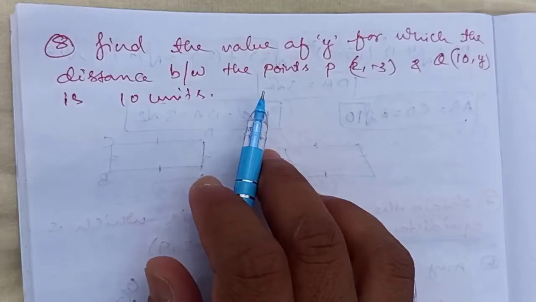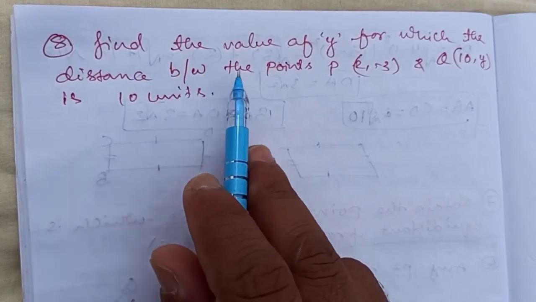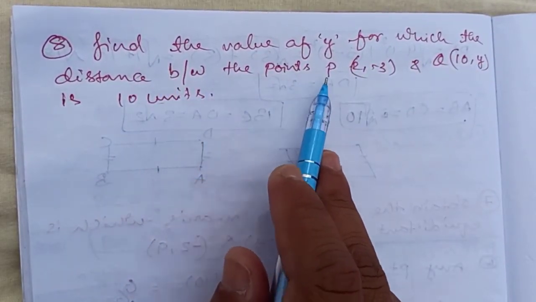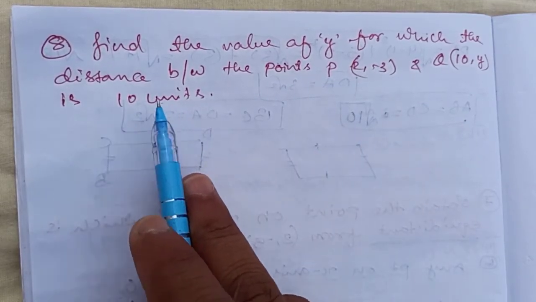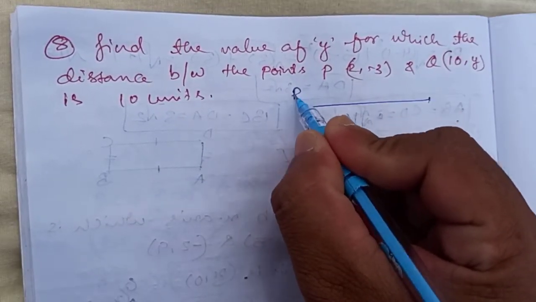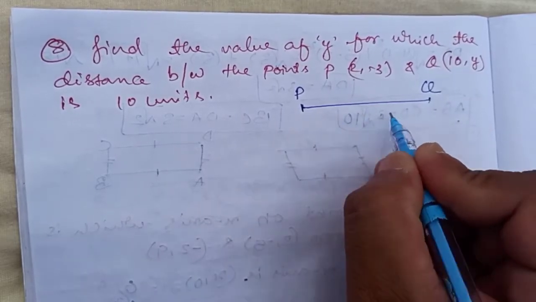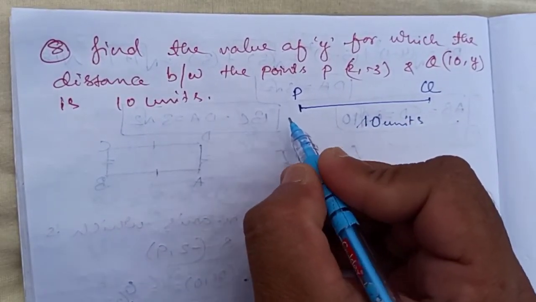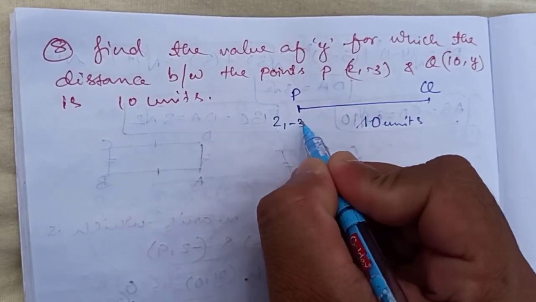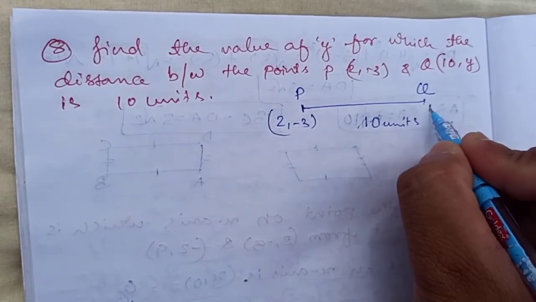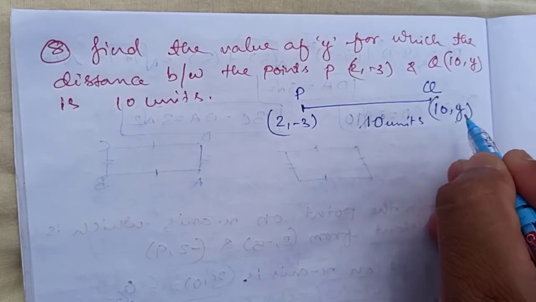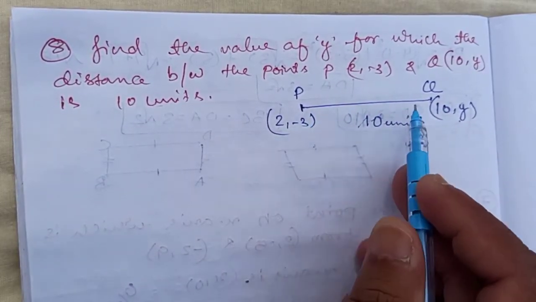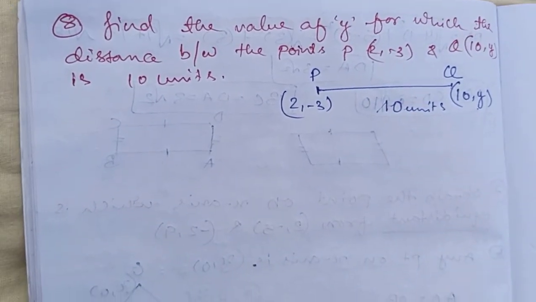Okay, next question. In question number 8 it is given, find the value of y for which the distance between the points P and Q is 10 units. That means the distance PQ is 10 units, and the coordinate of P is (2, minus 3) and the coordinate of Q is (10, y). So we have to use the distance formula to find the value of y, because the distance is already given as 10 units.